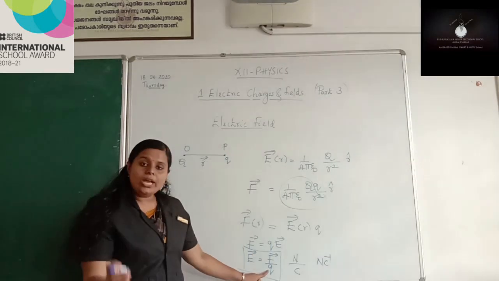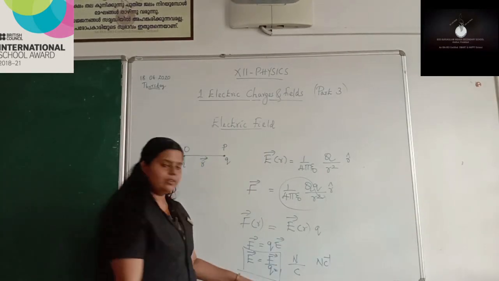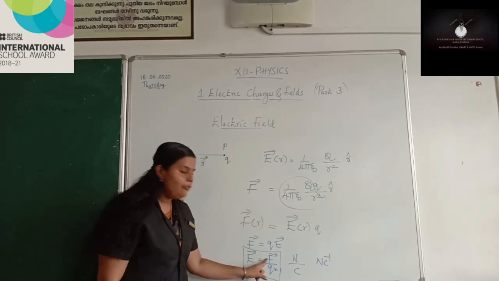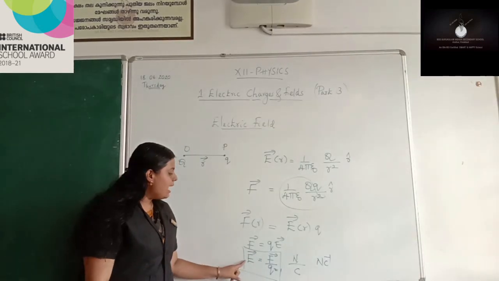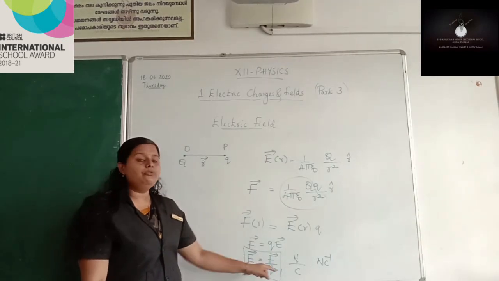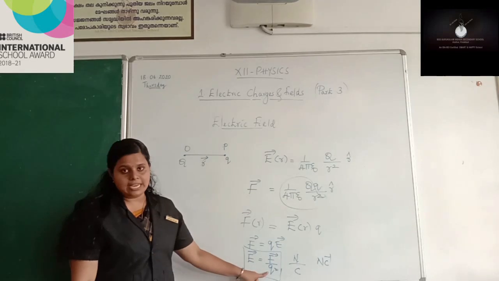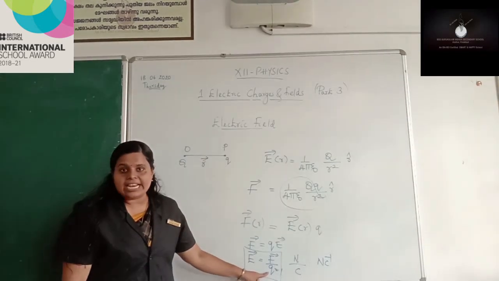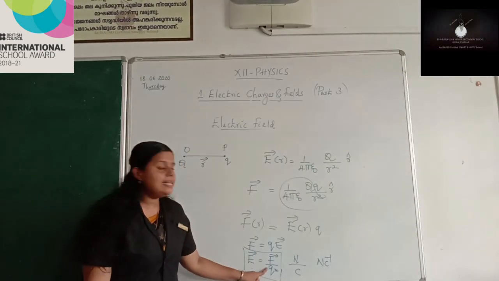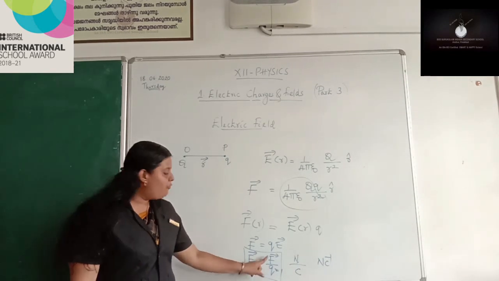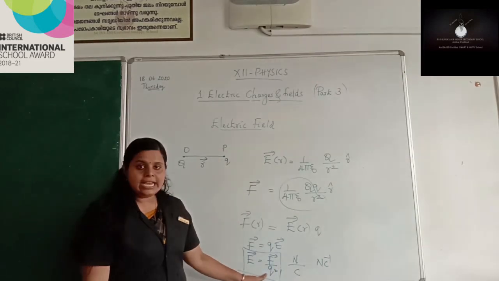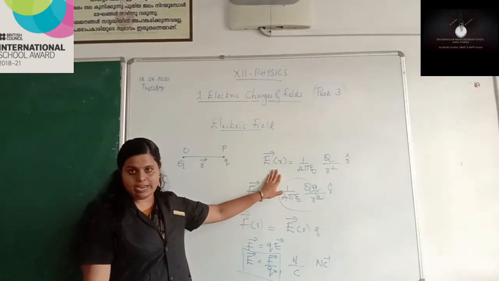Listen, when this q is unity, that is 1, what about the electric field? It is exactly equal to the force. Or in other words, electric field is equal to the force when the charge is unity. So how can we define the electric field intensity? Electric field intensity may be defined as the force experienced by a unit positive charge. Is it clear? So this is the expression for electric field.